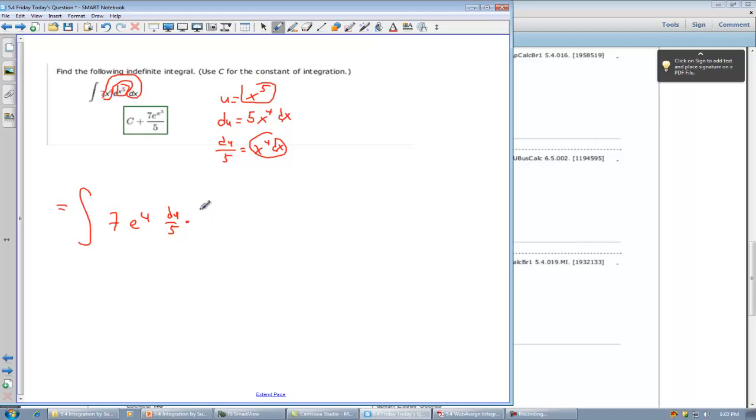I'll pull out the 7. So here's the 7, divided by, I'll pull out the 5 on the bottom, and the integral of e to the u du. That's obviously one of my 4 types. So this is 7/5. The integral of e to the u is e to the u plus c. Plug back in, so I get 7/5 e to the x to the 5th, because that's what u is, plus c. And I'm all done.